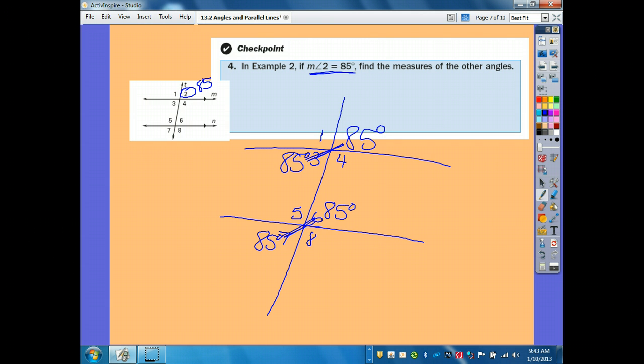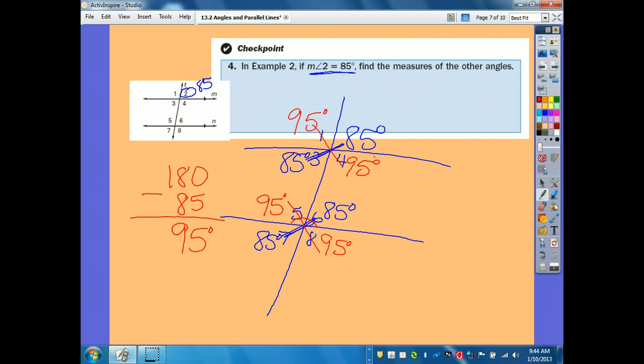Now, how am I going to figure out the remainder? How am I going to figure out what these are? They're vertical, they're all the same. We just need to figure out what they are. How do I do it? Okay. 180 minus 85. You are absolutely correct, because these are what kind of angles? Supplementary here. And what do I have left over? 95. Thank you. Excellent. So the rest of them are all 95 degrees. And that works because these lines are parallel.